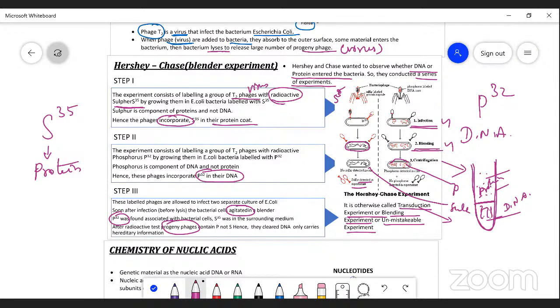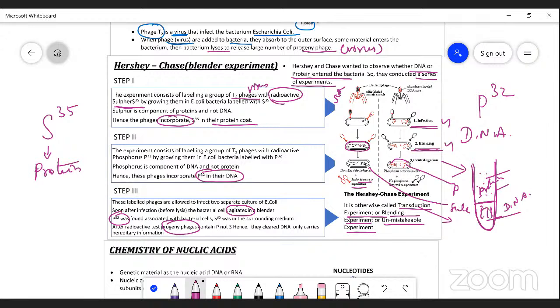After the blending, the bacteria is fully infected. Before lysis of the bacteria, centrifugation, that means agitation, is done. From that agitation, the DNA particles are present only inside of the bacteria, and the radioactive sulfur substance is present only outside of the bacteria. It does not enter the inside of the cell. From this experiment, we can understand sulfur is not present inside of the cell, that is in the nucleic acid, and only the DNA is present inside of the cell. So we can conclude that DNA is the genetic material.